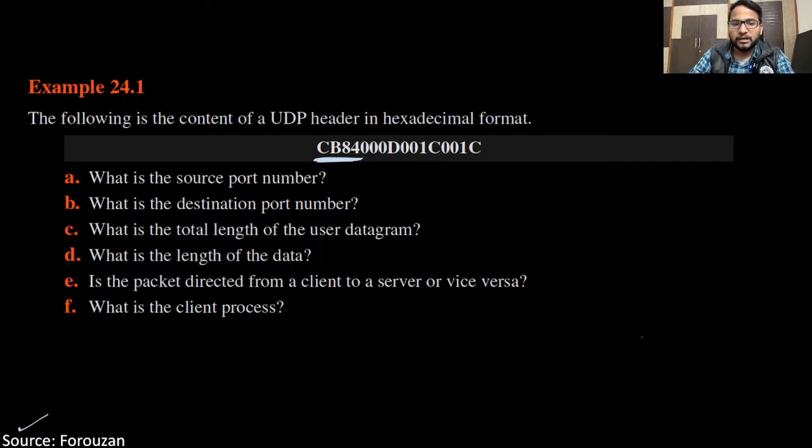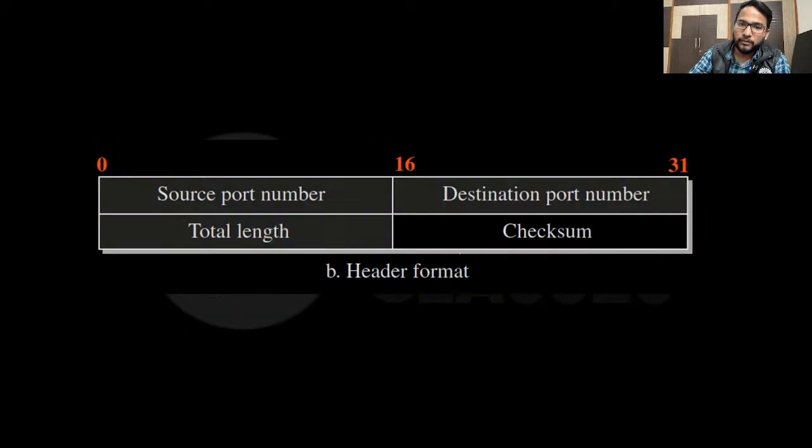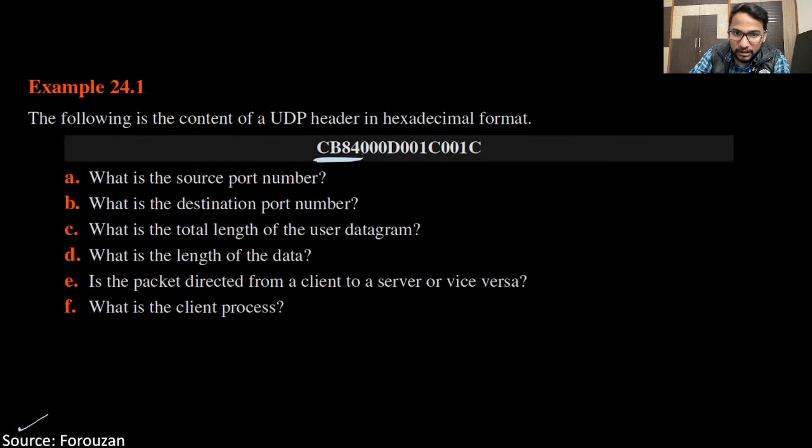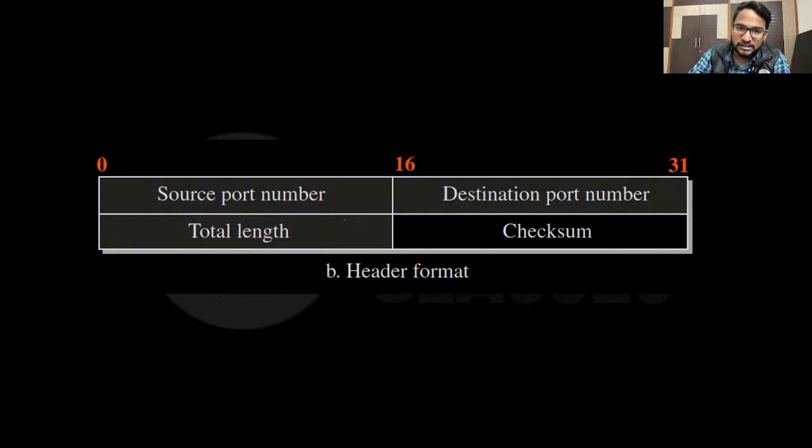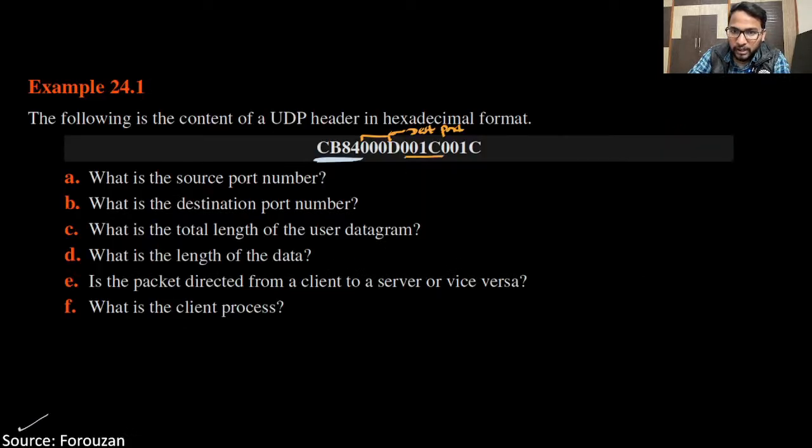Using the header, you can tell the source port number, which is very easy. And if they ask you what is the destination port number, then the destination port number is the next 16 bits. So the source port number and destination port number are the initial 16 bits or 2 bytes each. And if they ask what is the total length of the user datagram, it is again the next 16 bits, or 2 bytes. So this is the total length.